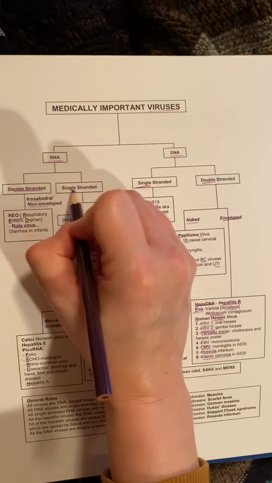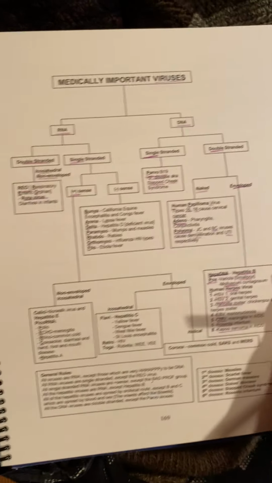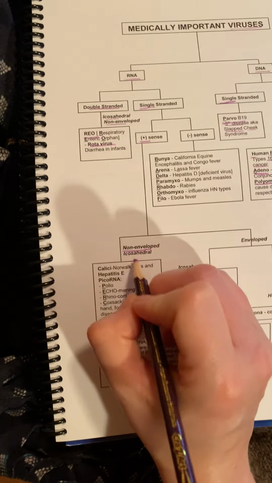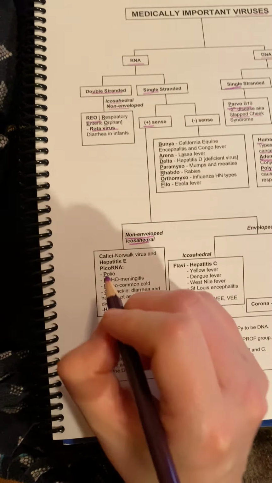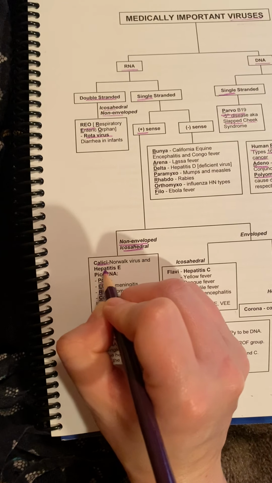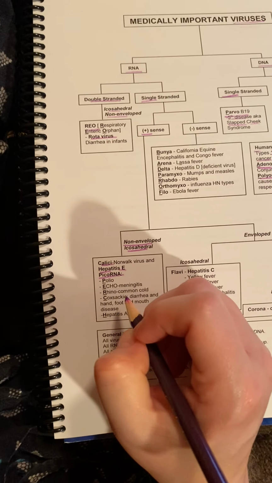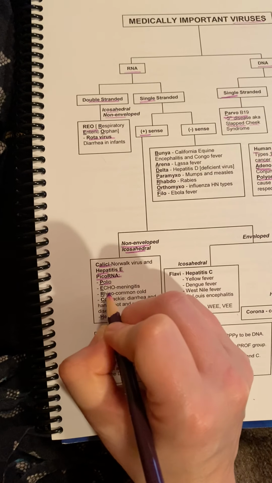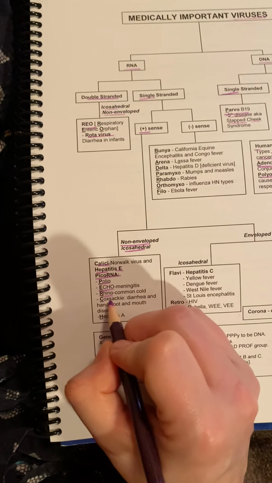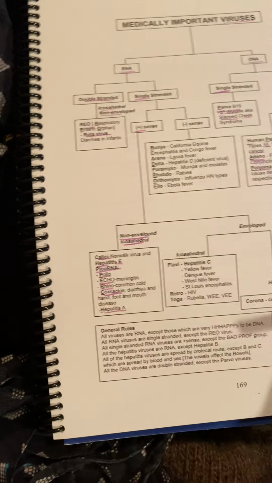RNA, single-stranded, positive sense. Non-enveloped, icosahedral. Calici: Norwalk virus and Hep E. Picorna: polio, meningitis, rhinovirus, Coxsackie, diarrhea, hand, foot, mouth, Hep A.